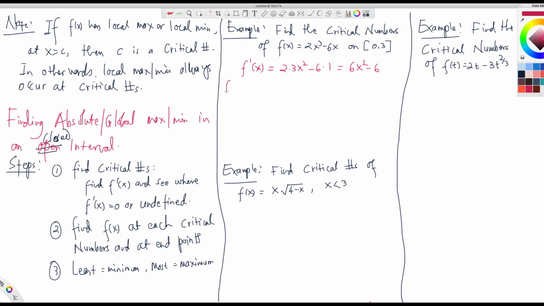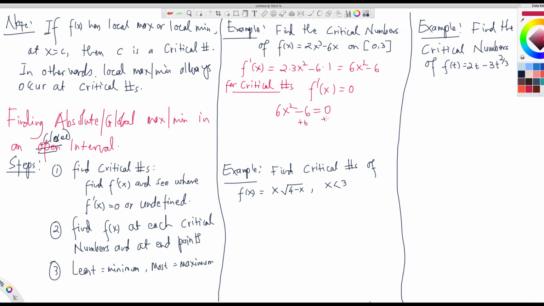For critical numbers, what you do is f prime of x must be either 0 or undefined, okay? Since there is no x value for which it is not defined, what we do is you just set it equal to 0. If there is an x in the denominator, then you would ask what values of x will make this function undefined, right? But there is no x in the denominator, so we don't have to worry about that. So you do 6x squared minus 6 equals 0.